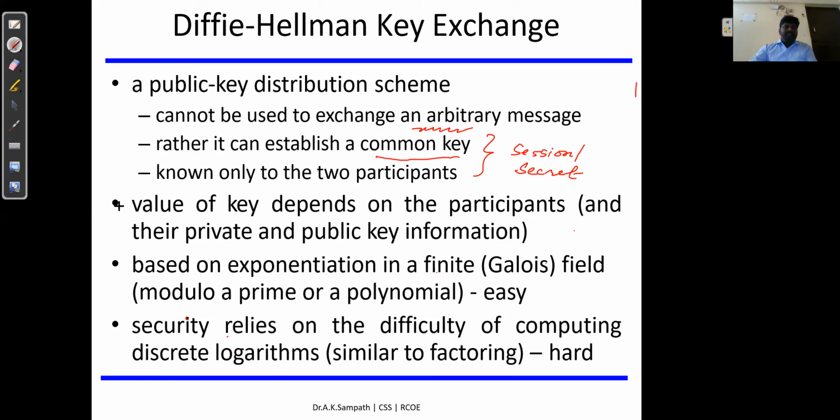Now, the value of the key depends on the participants and their private and public key information. This Diffie-Hellman key exchange algorithm is based on primality, on the prime number which you choose, and based on the key value selected by the individual users, sender and receiver, on their private key, the public key value can be calculated. Again, this also works based on modulo prime. There are some other factors which we are supposed to study in further explanations.